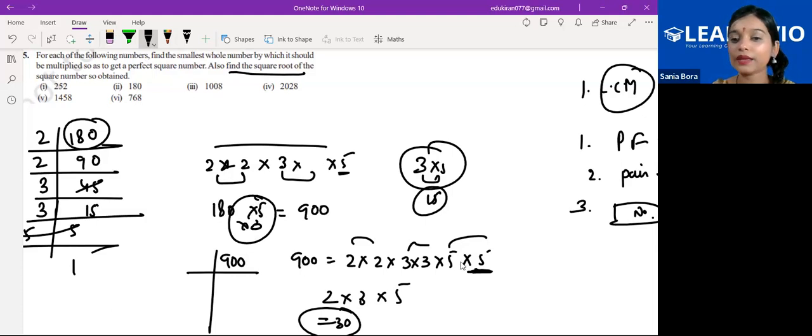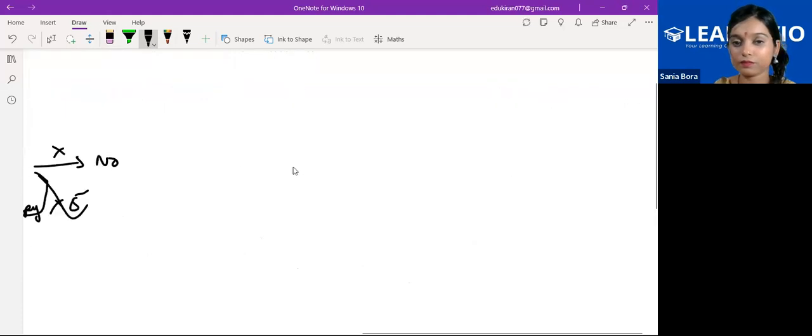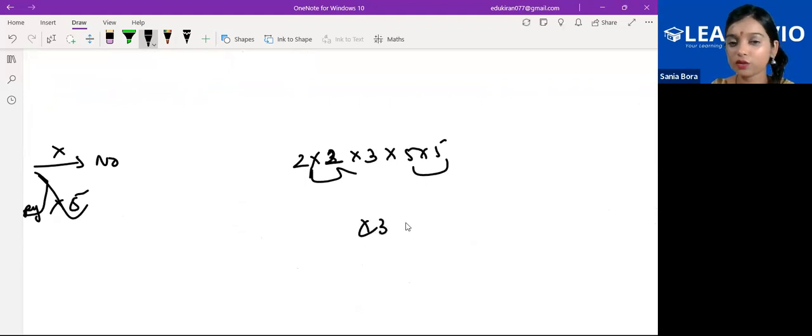And here, when you do the prime factorization as well, you will write 3. 2 into 2 into 3 into 5 into 5. So we should just keep it in this order, right? No need to change it. Yes, no need to change the order. Even when you put 3, just adjust one more 3 here, okay.